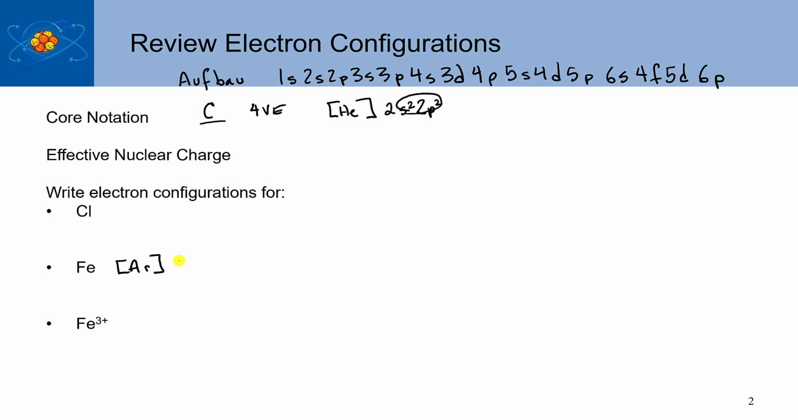And then we're going to write 4s2 3d6. Since it's 3d6, that's how many we counted over, then the 4s must be full, so you can just put a 2 in there, remembering that s can have 2 electrons, p can have 6, d can have 10, and f can have 14.